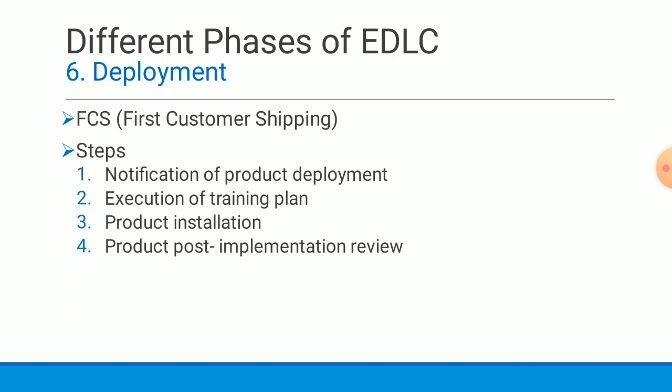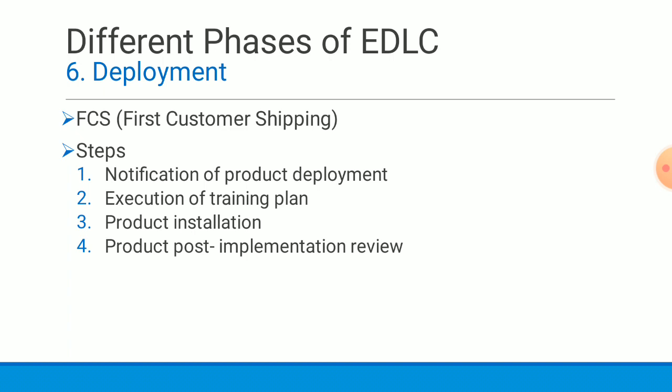Then third one is product installation. That is the third activity involved in the deployment phase. So install the product as per the installation document to ensure that it is fully functional. That is called product installation.